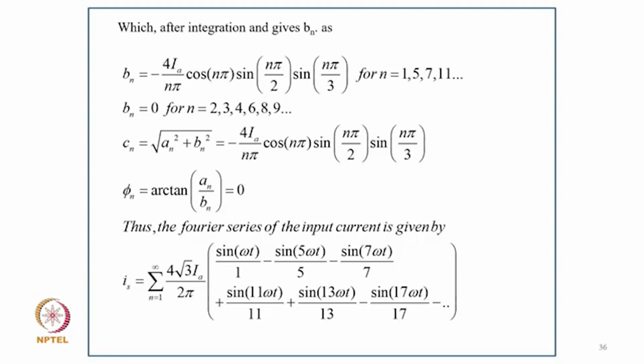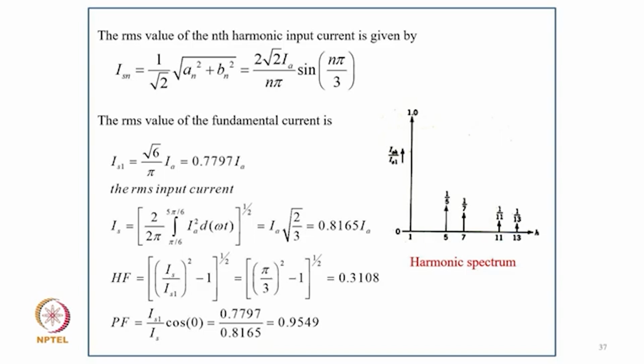Thus the Fourier series of input current is given by Is equal to root 3 I upon 2 pi times (sin omega t by 1 minus sin 5 omega t by 5 minus sin 7 omega t by 7 plus sin 11 omega t by 11 plus sin 13 omega t upon 13, similarly sin 17 omega t by 17). And then the RMS value of nth harmonic, Isn equal to 1 by root 2 under root An square plus Bn square, that is equal to root 2 pi into I upon n pi sin n pi by 3.